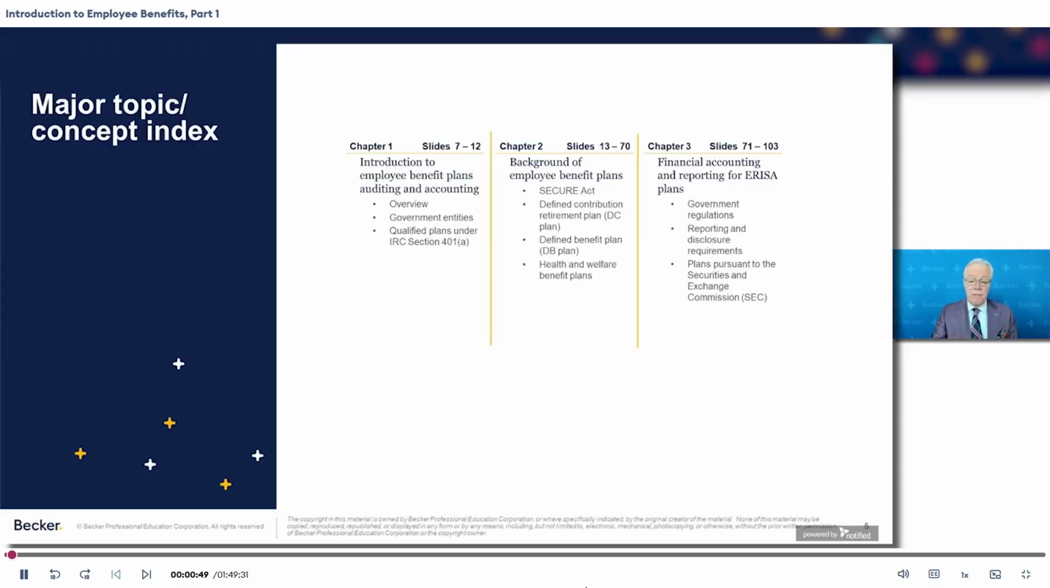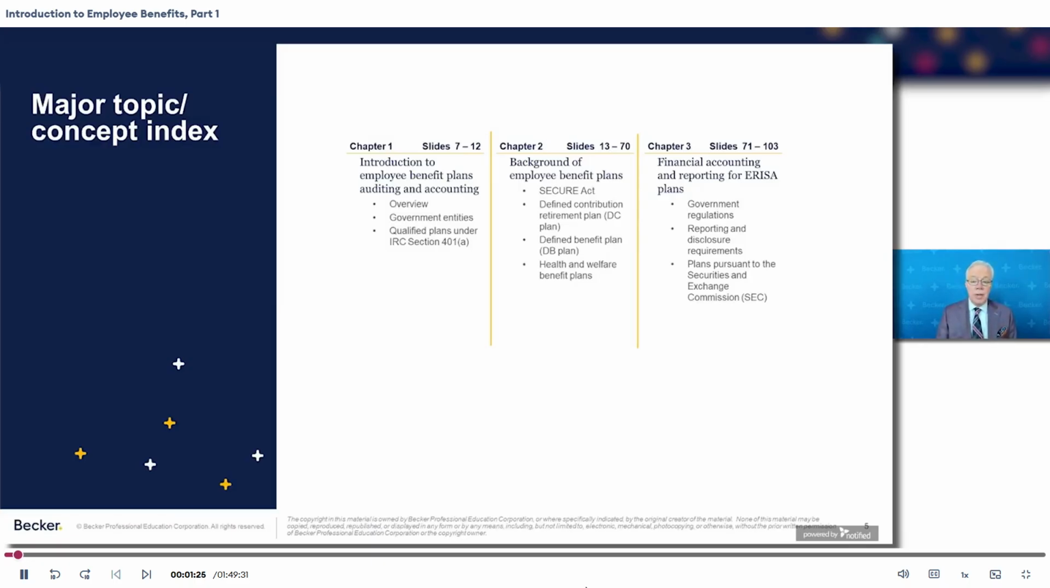Now, we're going to break this into 5 chapters. In Chapter 1, we're going to be looking at an introduction to employee benefit plans, auditing and accounting rules, an overview, government entities, and qualified plans under Section 401A of the Internal Revenue Code. We're then going to jump into Chapter 2 and look at background of employee benefit plans. We're going to look at the Secure Act, defined contributions, and the retirement plans associated with them. Then we'll study the difference between them and defined benefit plans. We'll look at health and welfare benefit plans. So we're going to look at all 3.